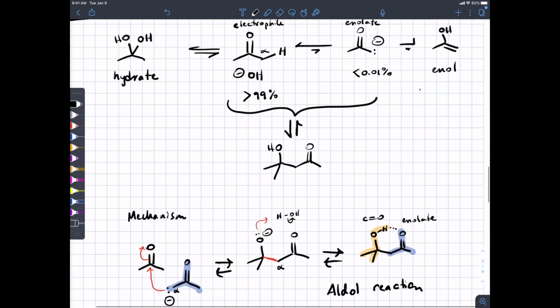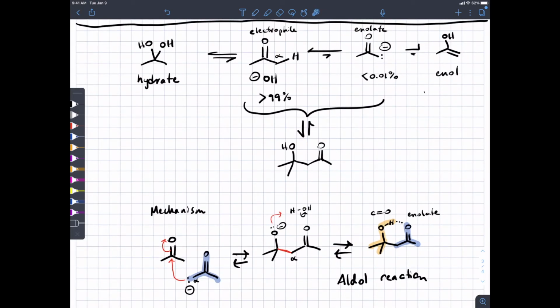And what that means is that even though I only have a very small amount of enolate, as soon as it reacts with a ketone, you generate this. That's going to pull more starting material over to enolate, and so on until the reaction ends. And the thing that's going to drive it forward is if the product is more stable than the starting materials.